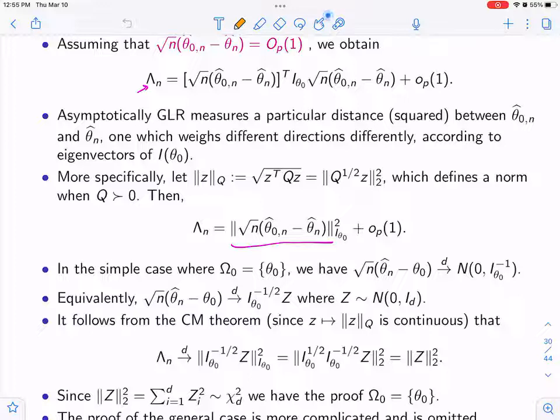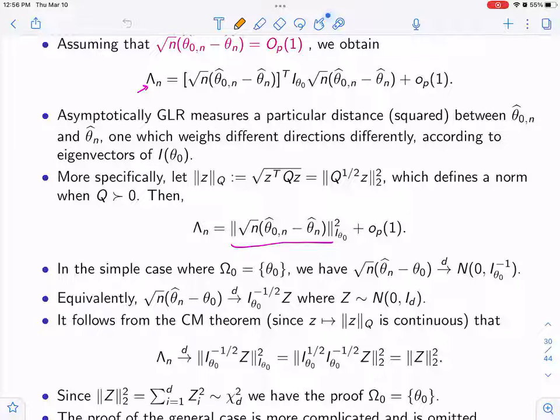At this point we simplify further and assume that the null is actually a single point, just theta naught. In which case this is the restricted MLE, which is just theta naught; there's no need to actually maximize anything. So this is just the deviation of the MLE from the true parameter, and this we know is asymptotically normal. So we know this converges to something like this.